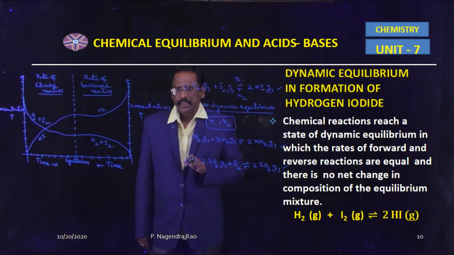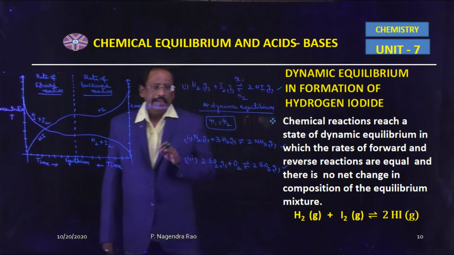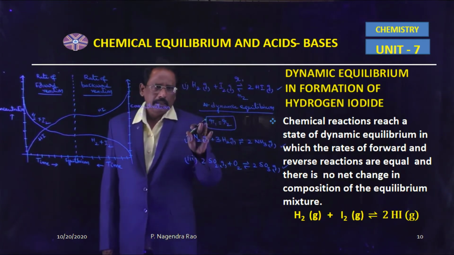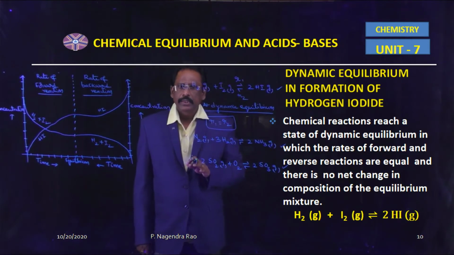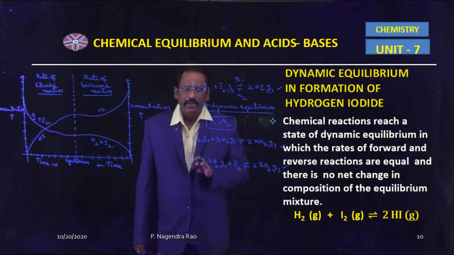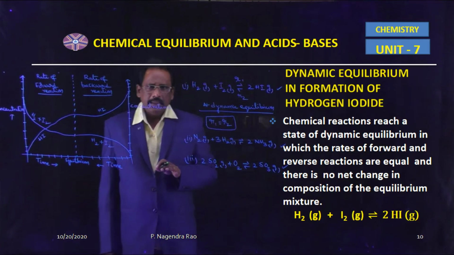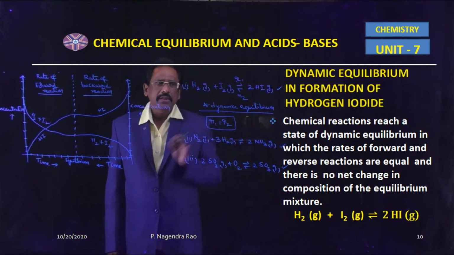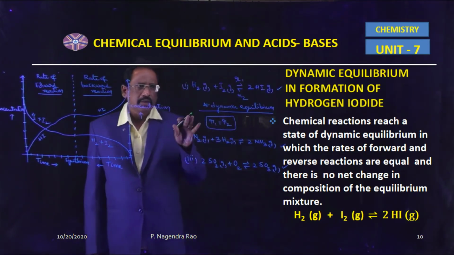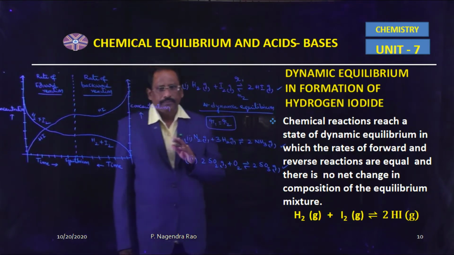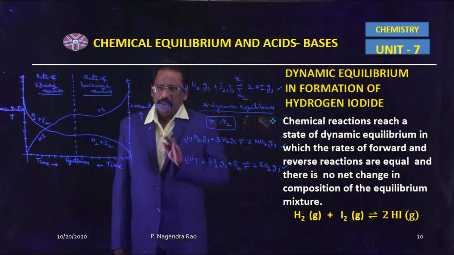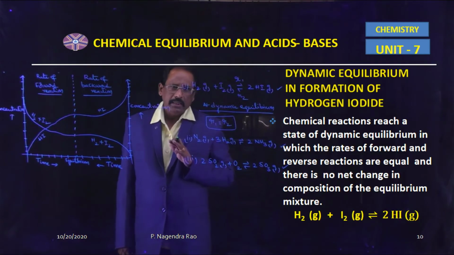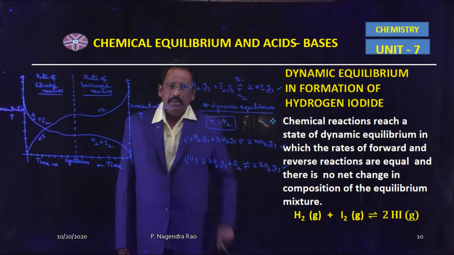So finally, at dynamic equilibrium, the rate of the forward reaction should be equal to the rate of the backward reaction, and there is no net change in the composition of the equilibrium mixture. So this is about the dynamic equilibrium in physical phenomena and chemical phenomena.